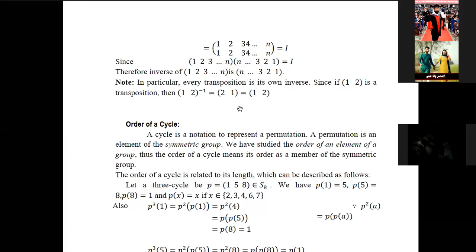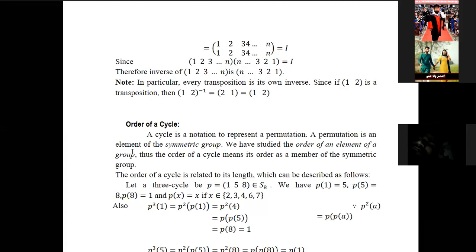Before, the length of the cycle means the number of elements present in a cycle. Just like in a cyclic permutation, if a cycle has r elements, then its length is r. But the order of the cycle also depends upon the length of the cycle. Here we use cycle notation to represent a permutation.